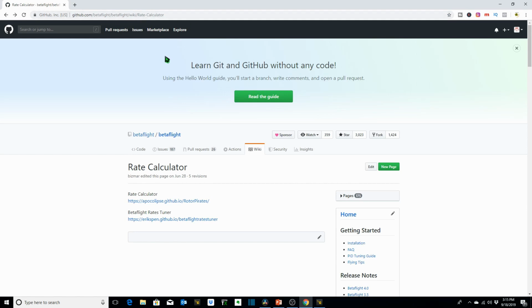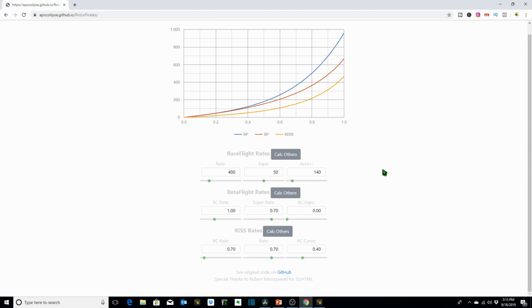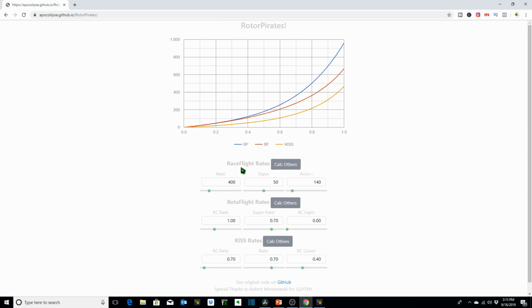The other tool underneath this URL is RotoPirates, and he's got a conversion algorithm here between race flight rates, KISS rates, and Betaflight rates. And this is actually the tool that I used when I came up with the approximation, or the curve fit approximation for Mr. Steele's rates. I input his KISS rates, which he mentioned in one of his videos, and for all 3 axes, and I clicked calculate others, and it spit out the Betaflight rates here.